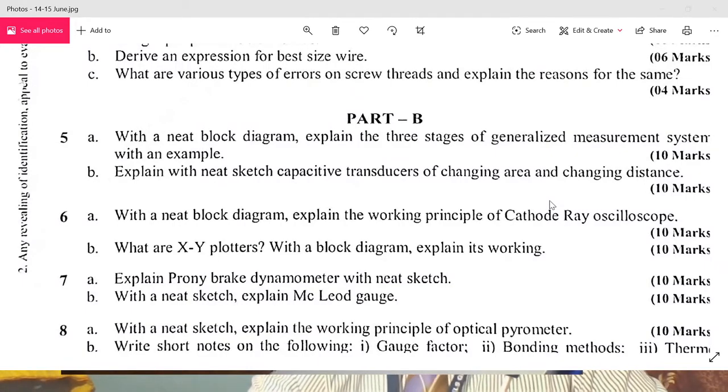Okay, tomorrow I can do that. I will show you both. Now I think I am a bit exhausted. Please excuse me for today. Prony brake dynamometer we are going to discuss tomorrow. I will show you. MacLeod gauge also I will show you. Because those questions are again appearing in the remaining set of question papers, we will certainly discuss those. Don't worry.